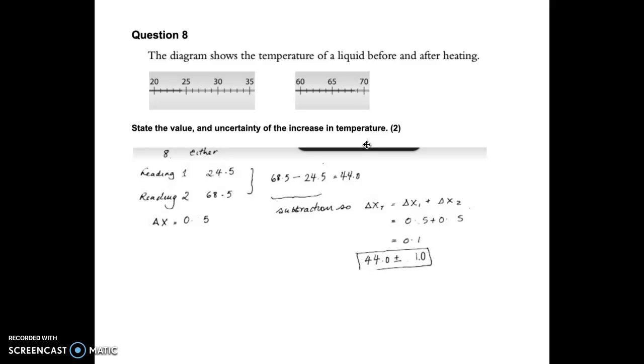Now, the uncertainty has to be worked out for a subtraction. And when we subtract, we add absolute uncertainties. The uncertainty in this reading is plus or minus half the smallest interval, which is 1 degree. So half of 1 degree is 0.5. So we need to add 0.5 plus 0.5, which gives us an uncertainty of 1 degree. Ignore that, that's wrong. So the actual answer is 44.0 plus or minus 1 degree.